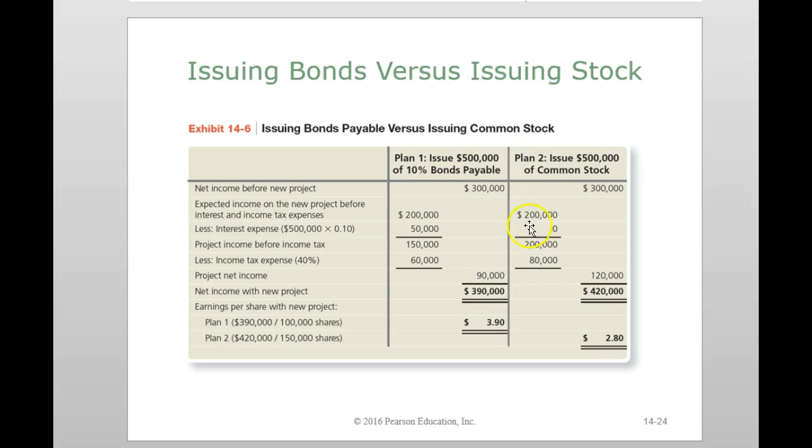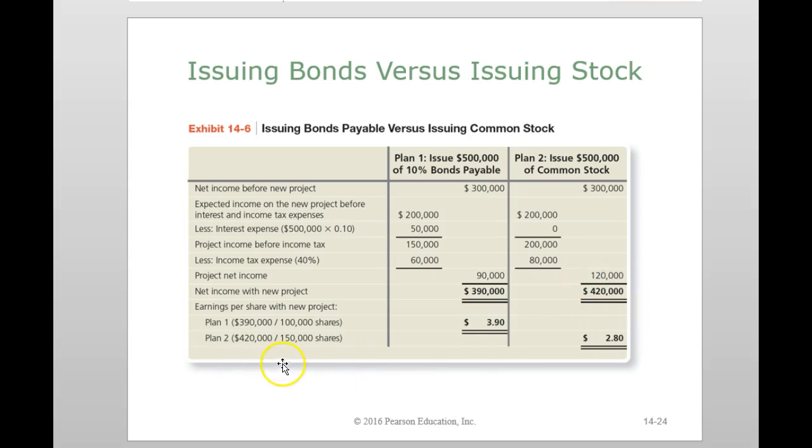Now let's look at if we issue common stock. I've got the same numbers. I'm going to have the same income here, but I'm not going to have any interest expense, right? But I am going to have a tax expense, so that needs to be deducted. And I show a net income from the project of $120,000. Well, you think, hey, look, it's more, so let's go with the issue of the stock. But you can't do that because we haven't tied it all the way down yet.